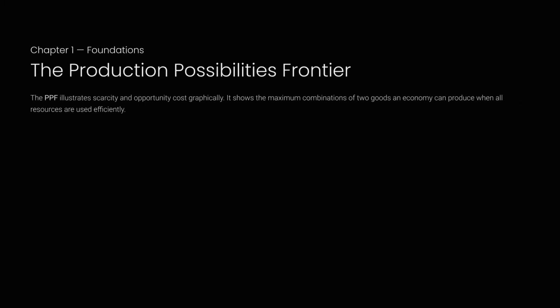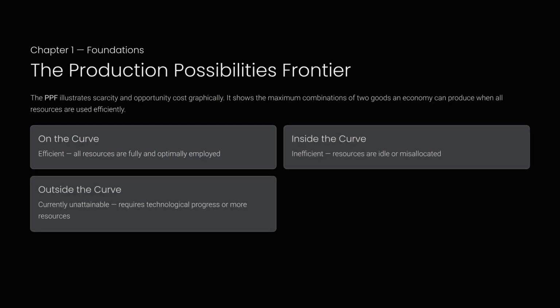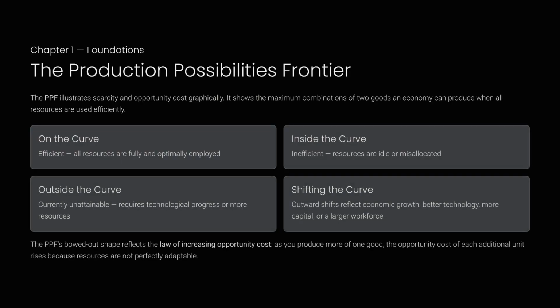The Production Possibilities Frontier, or PPF, graphically illustrates scarcity and opportunity cost. Points on the curve are efficient, inside are inefficient, and outside are currently unattainable. The bowed-out shape shows the law of increasing opportunity cost.